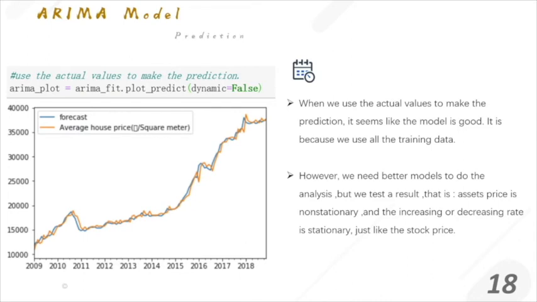And also we did the prediction plotting, and you can see that when we use the actual values to make the predictions, it seems like the model is good, because dynamic equals false, which means that we use all the training data. However, we need better models to do the analysis. But through the test we get the result that house price is not stationary, and the increasing or decreasing rate of it is a stationary time series, just like a stock price. So we need other methods to make our models better, and choose better variables.